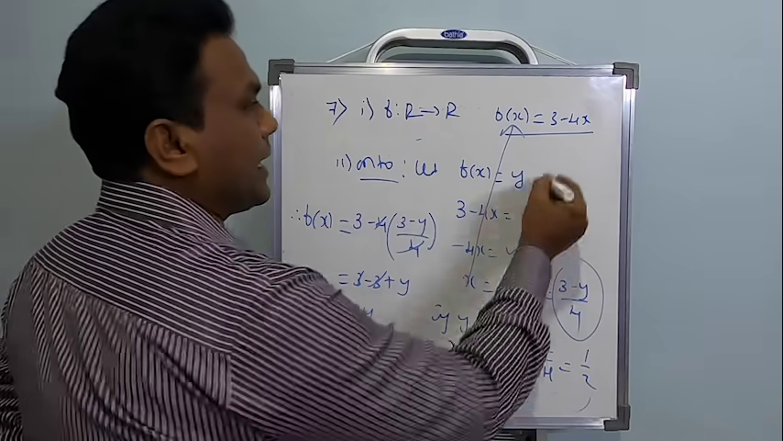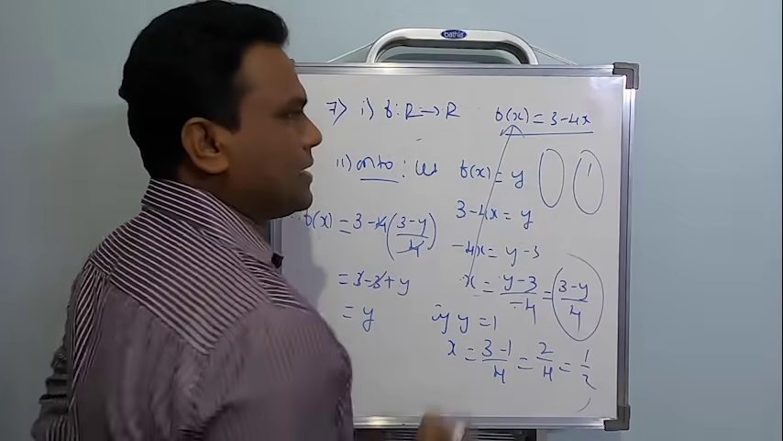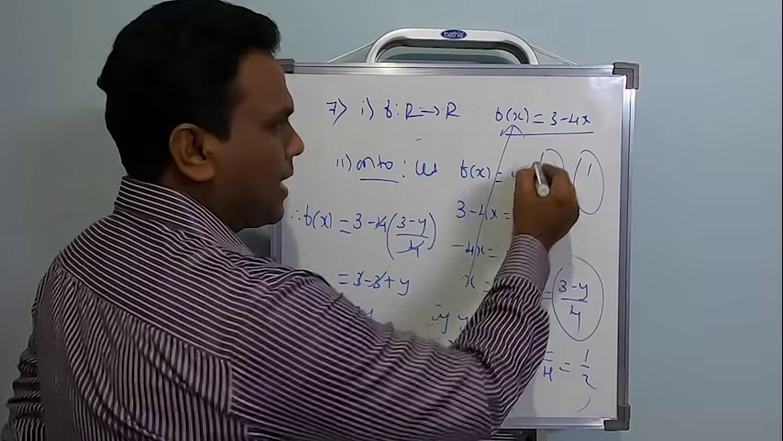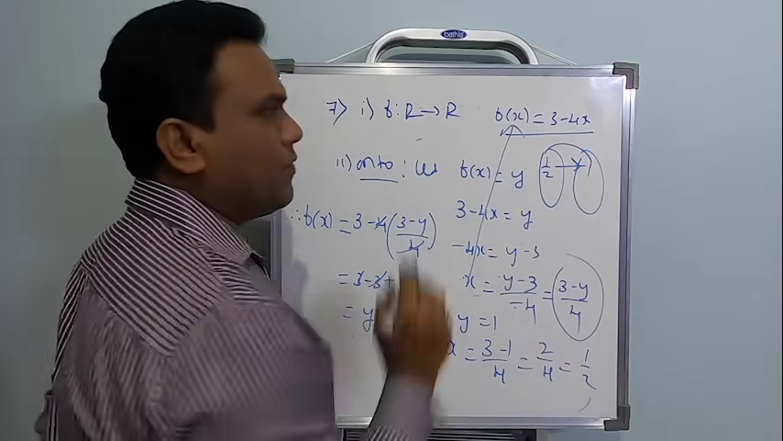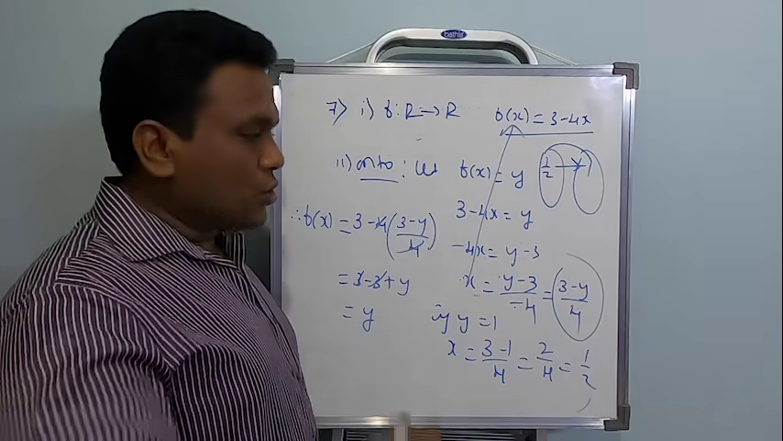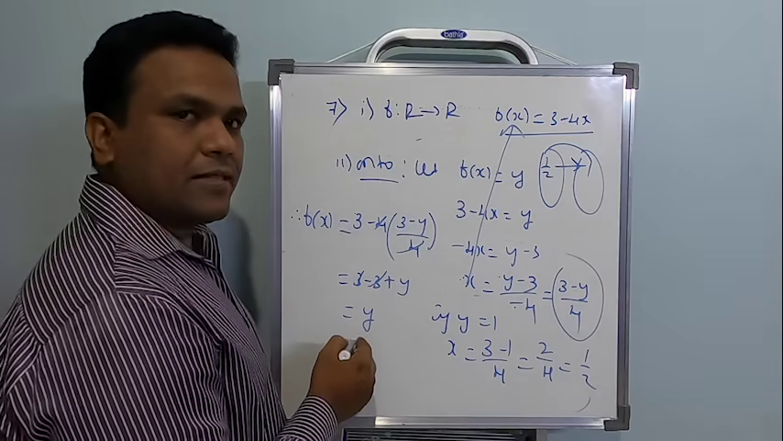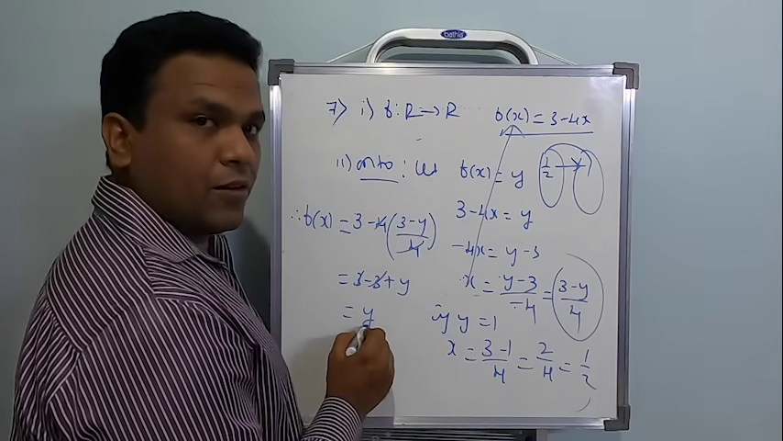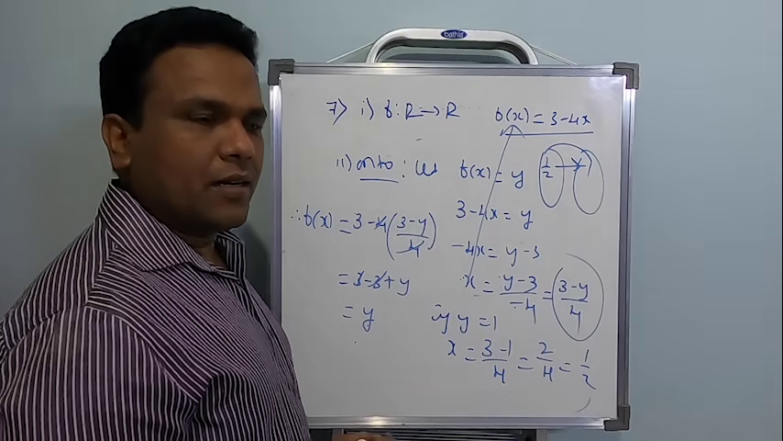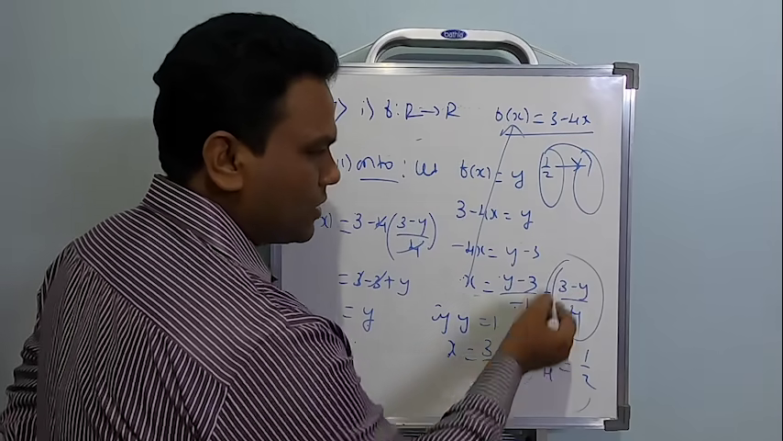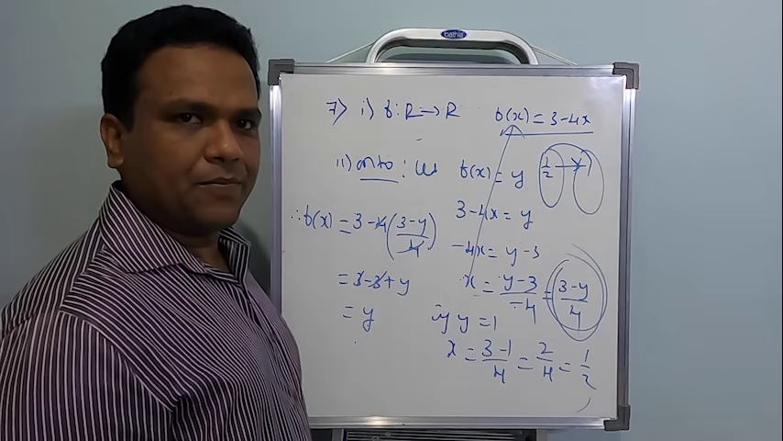So if I put it in a diagram wise, actually 1 is an element from the codomain and half is an element from the domain. So that means pre-image of 1 will be 1 by 2. So what does this say exactly? This step says, for every element y from the codomain, there exists an element x from the domain. And I can find out x value by using the formula which I have deduced here.